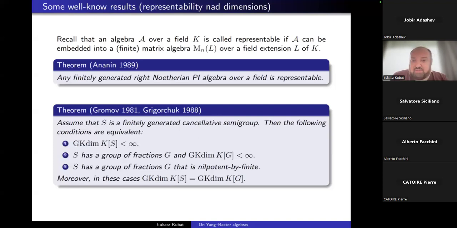The next result says something about the dimension of the semigroup algebra. In the 80s, Gromov and Grigorchuk proved that having a cancellative semigroup, the Gelfand-Kirillov dimension of such an algebra is finite if and only if our semigroup has a group of fractions and the GK dimension of this group algebra is finite. And this is also equivalent to the group of fractions being nilpotent-by-finite. And in that case, the GK dimensions of the group algebra and semigroup algebra are equal. And there is also a formula for this dimension.